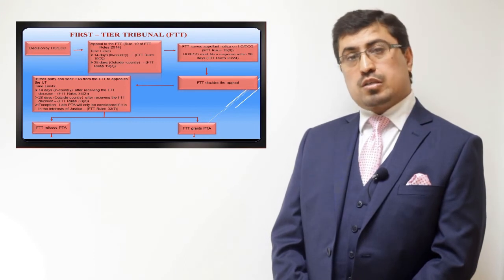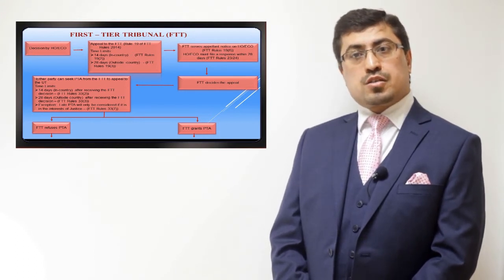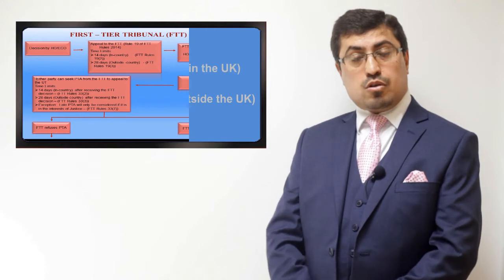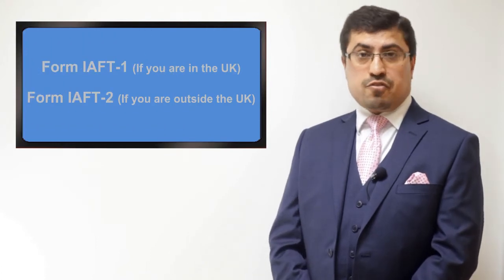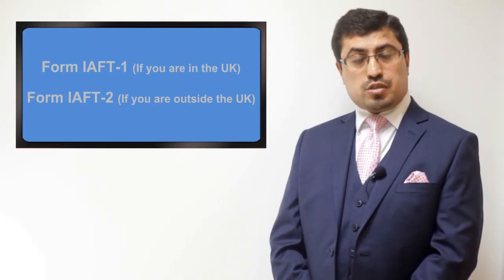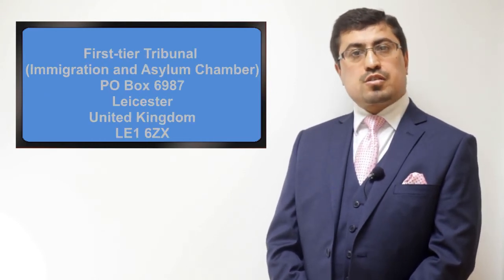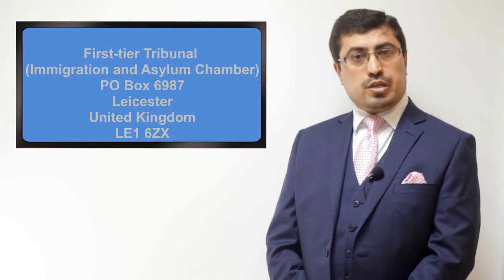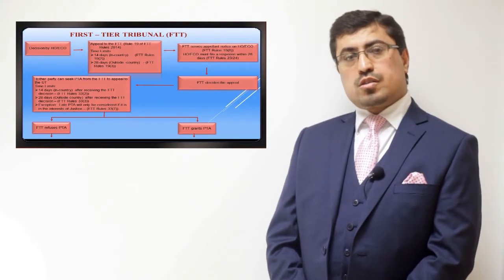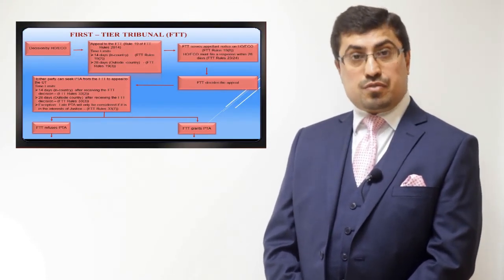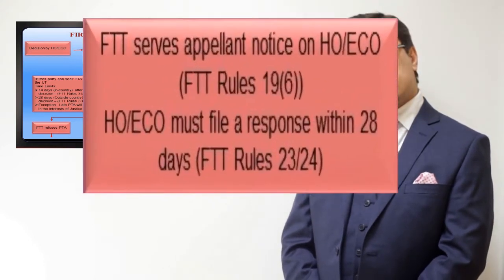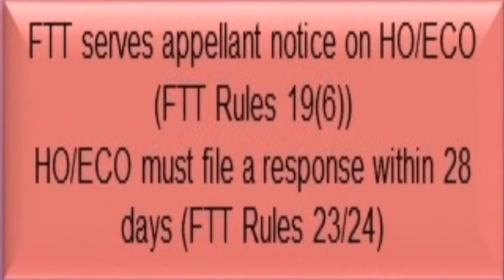In order to lodge an appeal, you have to fill in a form that's easily available on the tribunal's website, or you can find it even through a simple Google search. Once the form is completed, it has to be sent to the address specified on the appeal form. Once the First-tier Tribunal receives the appeal form, it then forwards a copy to either the Home Office or the Entry Clearance Officer.